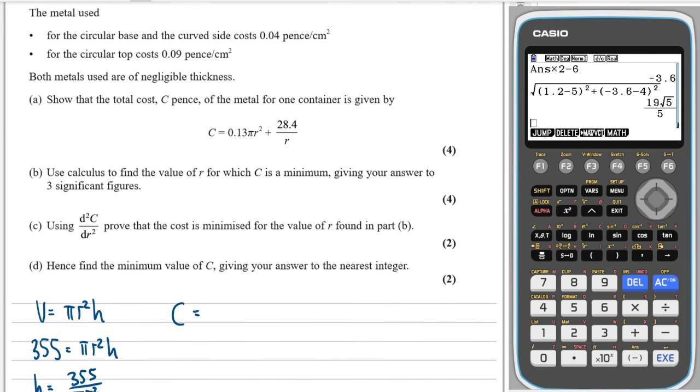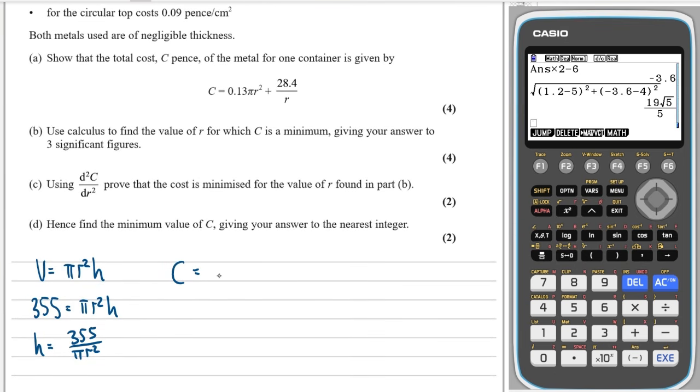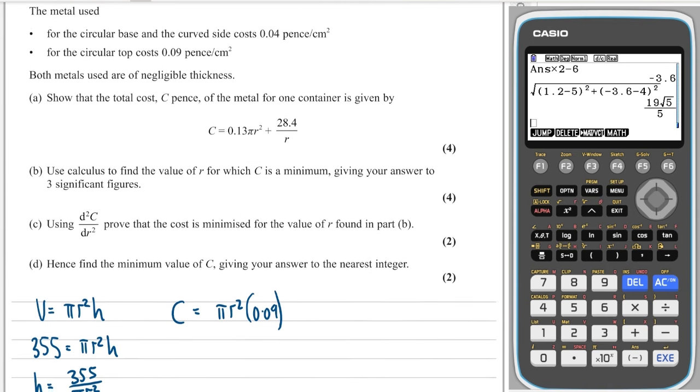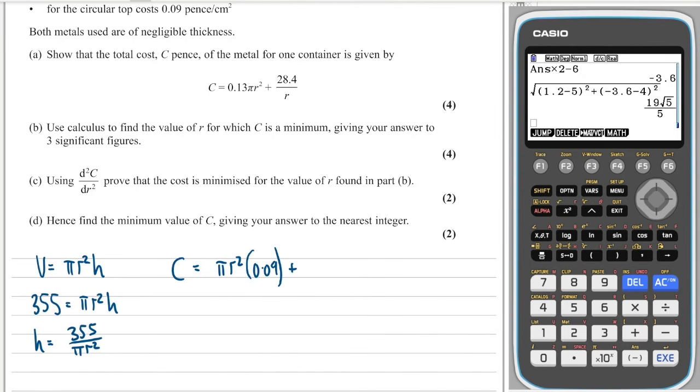Okay, now what we can do is try and find our expression for the cost. So we know that the circular top, we'll start there, will be pi r squared, because it's a circle, and that will be multiplied by 0.09, because that is how much it costs per centimetre squared. And then we will have a base area, which will also be a circle, but that will be made from the cheaper metal, so that will be multiplied by 0.04.